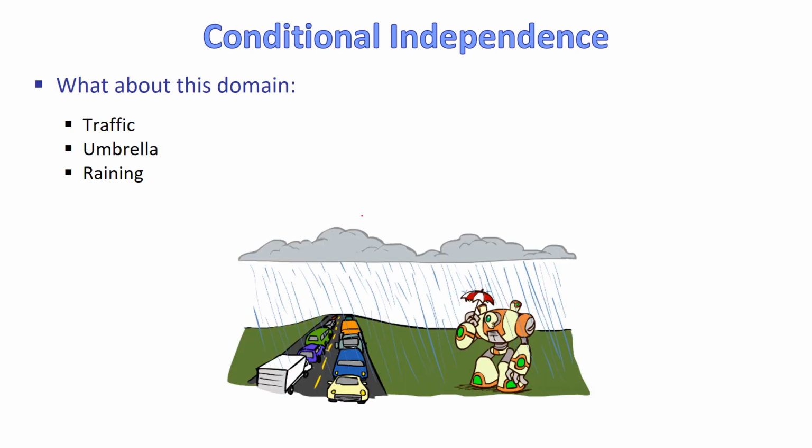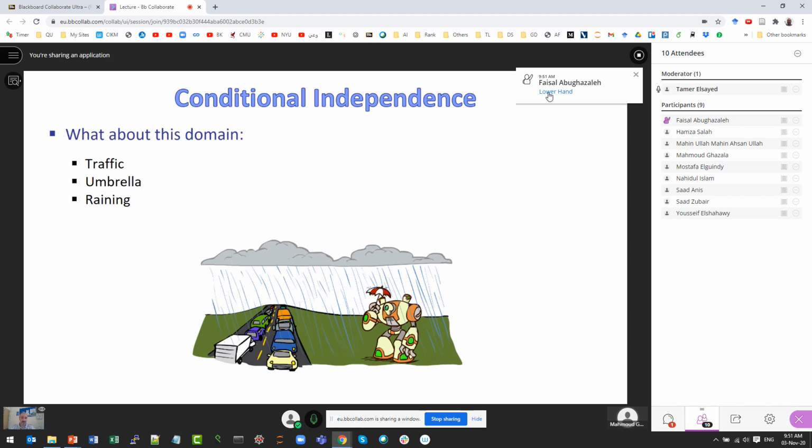I know that I'm almost out of time, but I want to go through this example before we stop. Let's say that we have a world in which we have three variables. We have traffic or not, we use the umbrella or not, and it is raining or not. So we have these three variables. First, let me ask you, do we have any absolute independence between these three variables? Can you see that there are two variables that are completely independent here? Faisal?